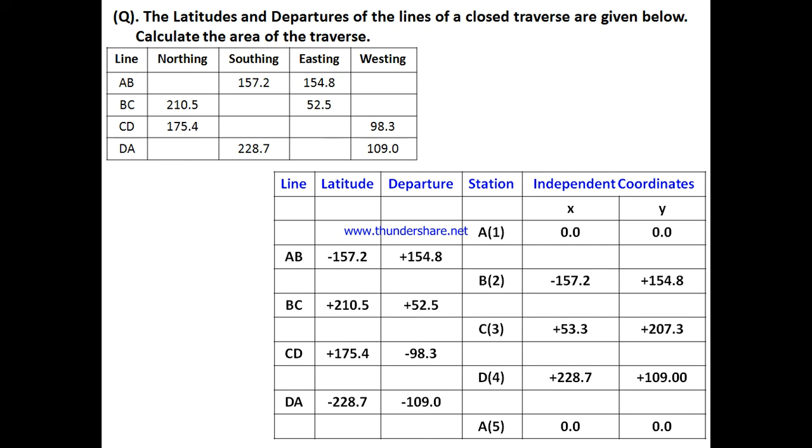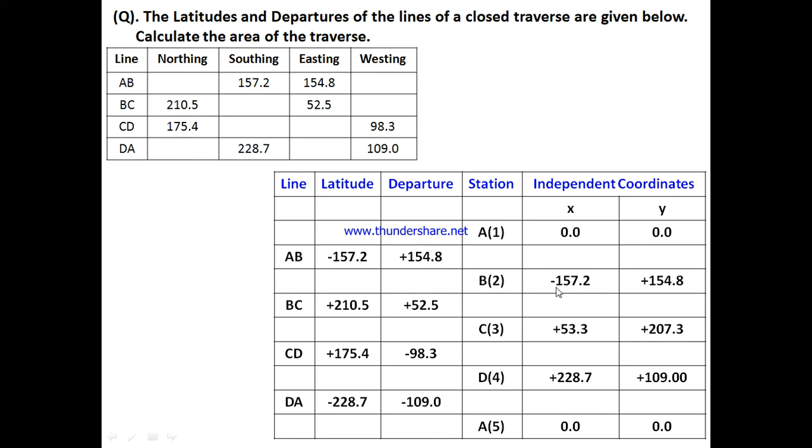So now after getting all the values of latitude and departure for different lines, we need to calculate the independent coordinates x and y for each station. So here we can mark each station as A, B, C, D and again A, because this is a closed traverse. It is already mentioned in the question. Now suppose the origin of the independent coordinates is taken as 0, 0, then we need to determine the coordinates of all other stations.